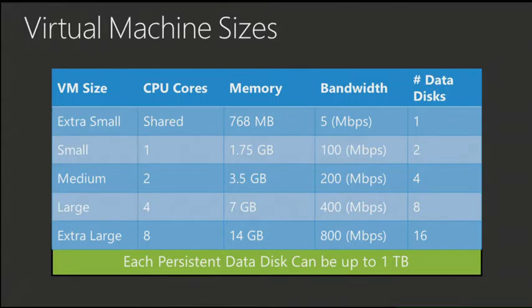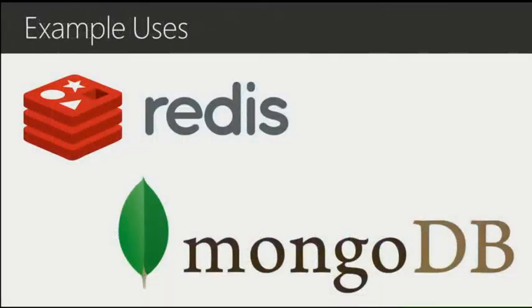In virtual machines, you can create these disks. They're actually mounted in blob storage. So if your machine goes down, we'll remount that disk and you'll continue back on. They're geo-replicated, all kinds of stuff like that.